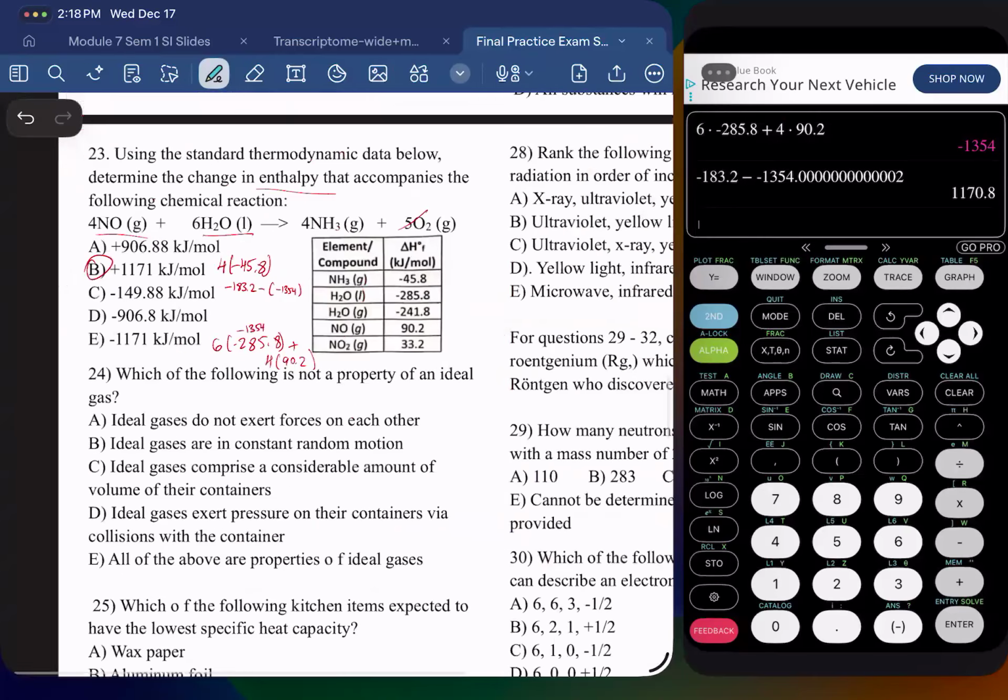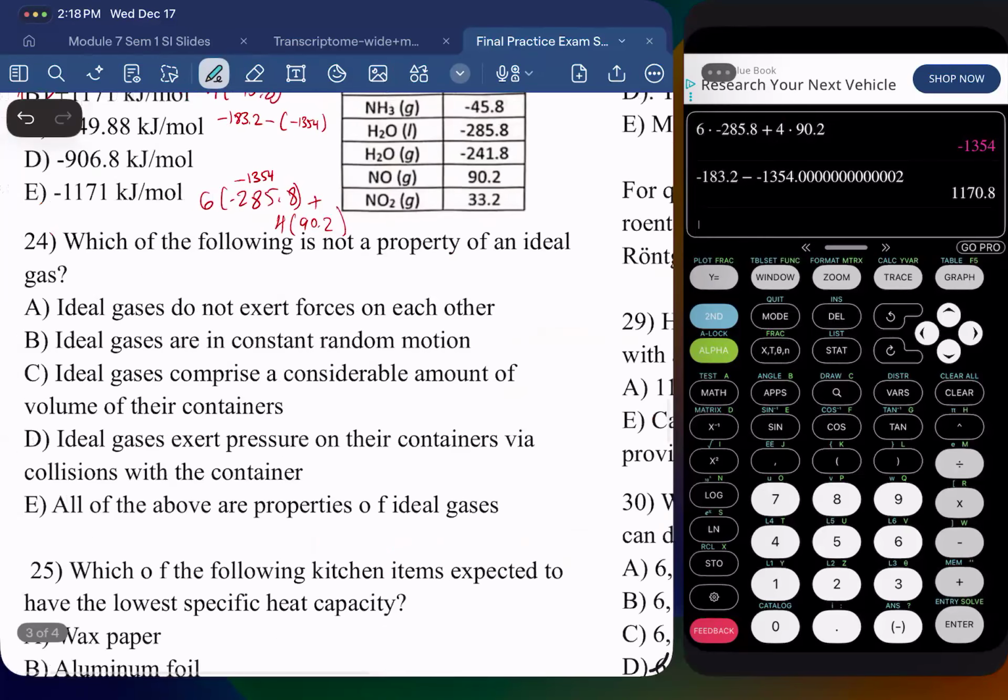Okay. And then question 24. This is based off the kinetic molecular theory, right? The kinetic molecular theory is basically the theory that postulates about ideal gases, right? And so ideal gases, just as a good characteristic you should know, are gases that aren't exerting any attractive forces on each other, right? So when we think of PV equals nRT, we're assuming that there's no attractive forces happening within the gas itself.